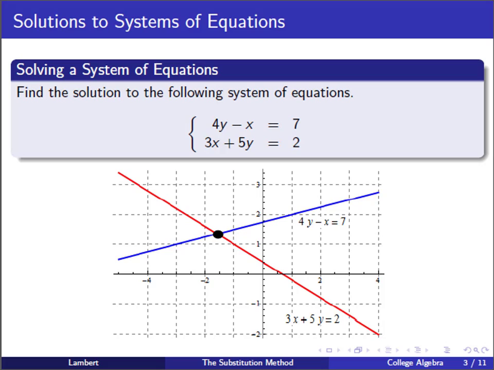So, assume we want to find the solution to the system of equations 4y minus x equals 7 and 3x plus 5y equals 2. Usually we looked at the graph, and if we found a nice point where the intersection lay, we could just say the answer. Well, in this case, our intersection point is not at a good spot for us to locate the answer. So we need another method, and that's where the substitution method comes into play.